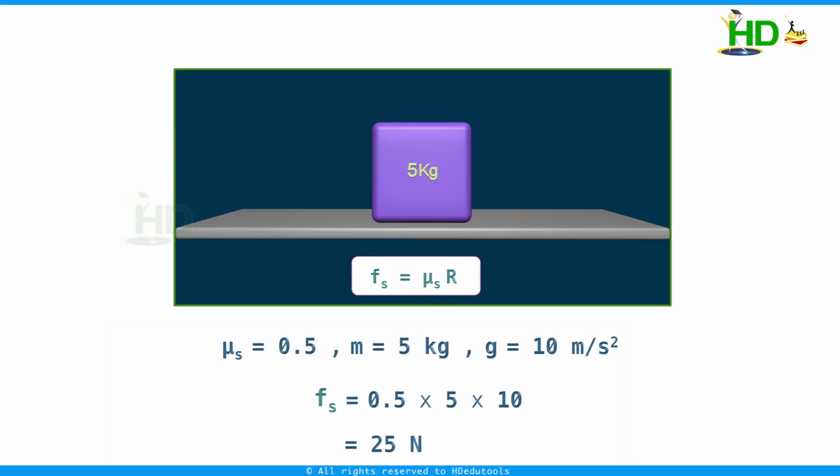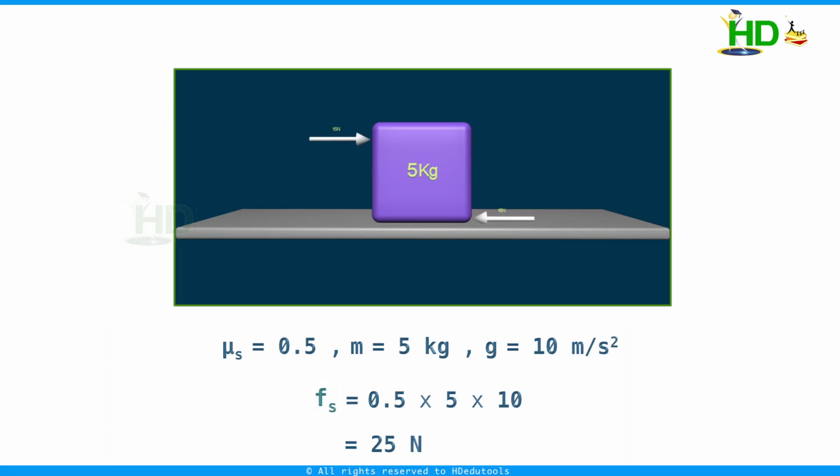Now we consider when a force of 10 Newton is applied. In this case also the body cannot move. Then how much opposite force is acting? 10 Newton only. Why? Because if this frictional force is more than 10 Newton, the body gets a net force along this direction. But here the body is not moving, which means the net force acting on the body is 0. Hence we can say the frictional force is 10 Newton.